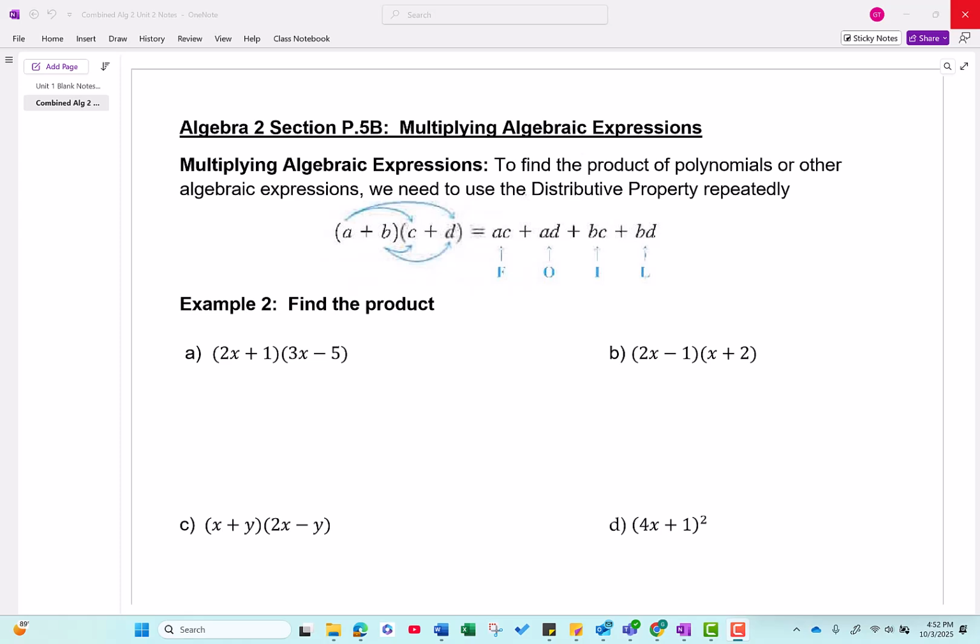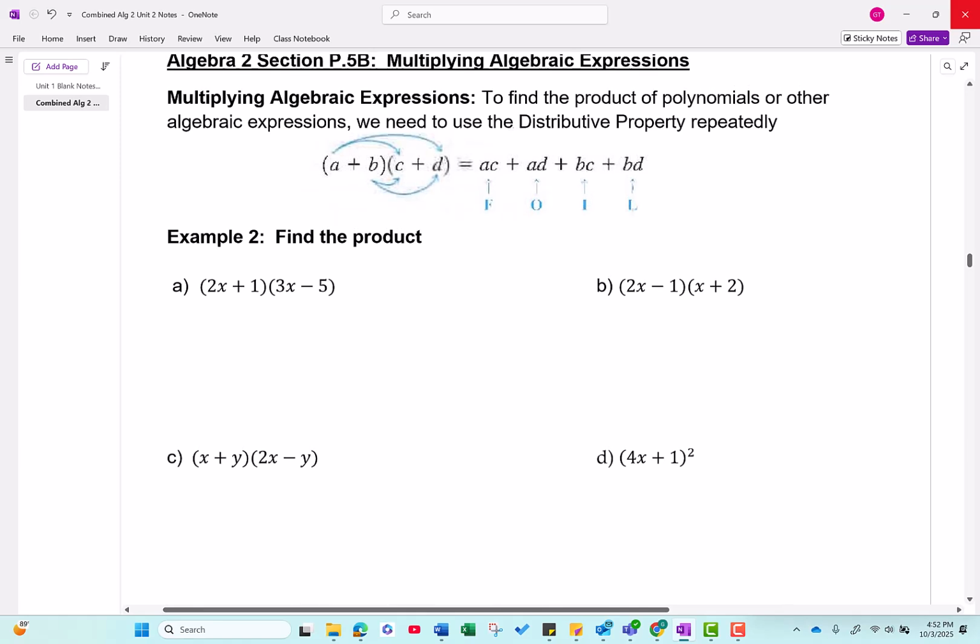And so there is a method known as FOIL. It is likely something you have seen, heard, and likely done before. It's a type of distributive property. So FOIL is an acronym that stands for first. So the first term, A times C. The outside or outer, we'll take A times D, the second term of the second binomial.